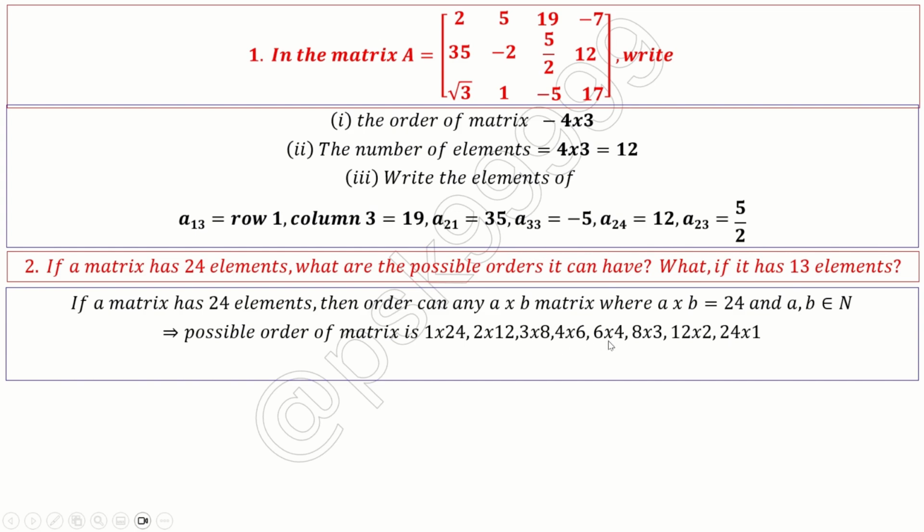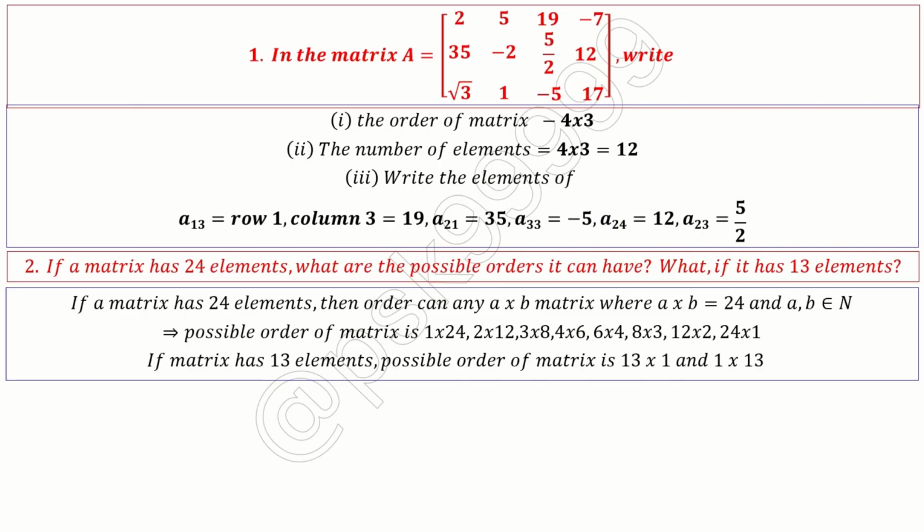4 into 6 and 6 into 4 are not the same. This is 4 rows, 6 columns, and this is 6 rows, 4 columns, so they are not the same. So these many orders are possible. Now what if it has 13 elements? 13 is a prime number, so definitely it cannot have many factors, only one and itself. So it has only 13 into 1 or 1 into 13. Two types of matrices are possible: this is a column matrix and this is a row matrix.